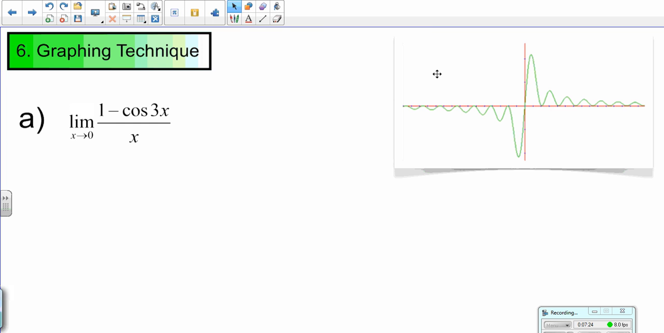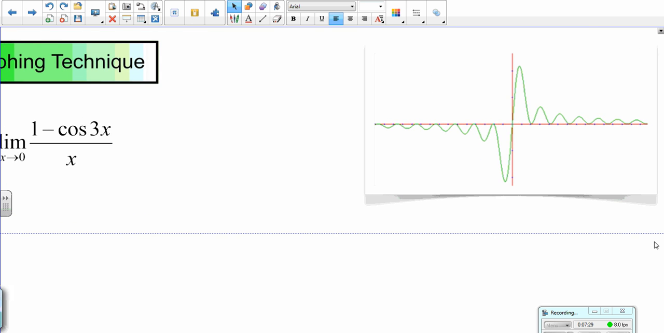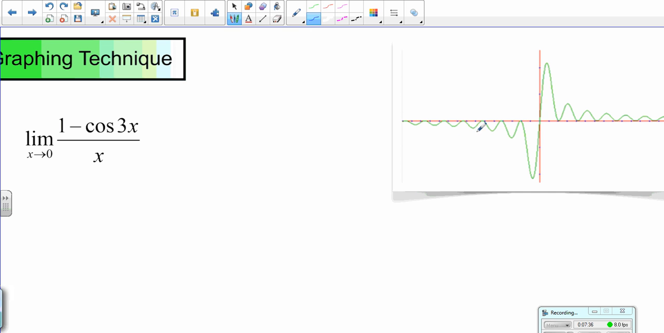And here is a picture of the graph. It may not have shown up real great on your copy, and you may want to just draw that in by hand. So as x approaches 0, coming into 0 from the left and from the right, it means I'm following this function, dot, dot, dot. Looks like it's coming into a height of 0, and this one's coming into a height of 0. This appears to have 0 as its limit.